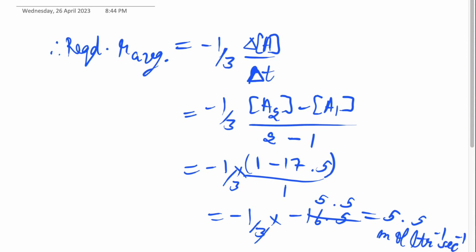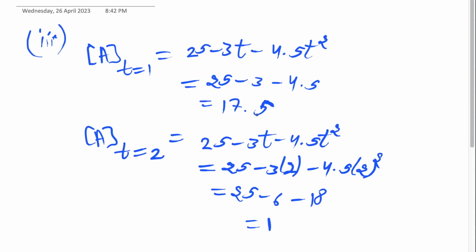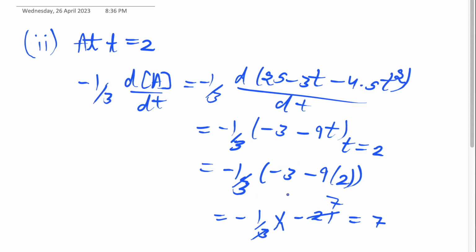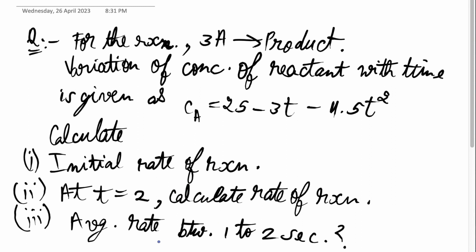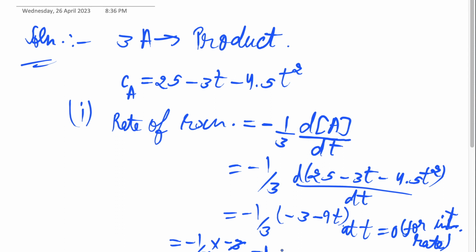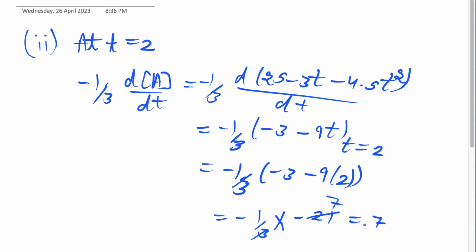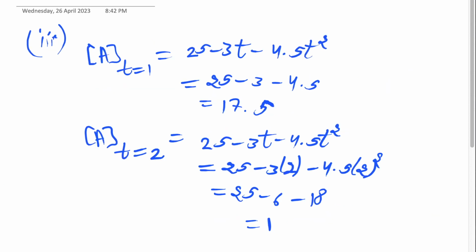In the above parts also we can write this is the rate. We have calculated the rate of reaction in all these question parts. So this is 1 mole per liter per second, and here also in the second part, 7 mole per liter per second. This is the unit of rate of reaction.